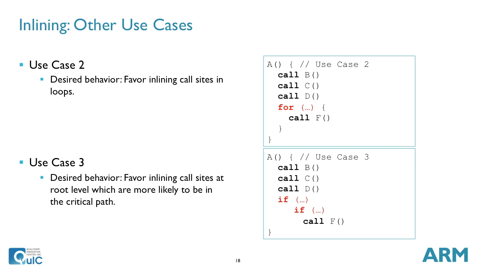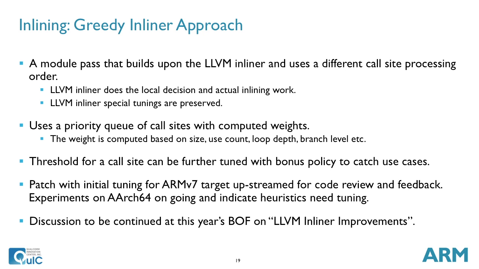So with these few ideas in mind, loop depth, branch level, and processing the call sites in a different order, we decided to try a prototype implementation. And we call it the grid inliner. So we wrote a module pass. We could have designed it as an analysis pass and many other ways. We chose a module pass because for sure we know we would have access to the function analysis information we wanted to play with. So we started with that design.